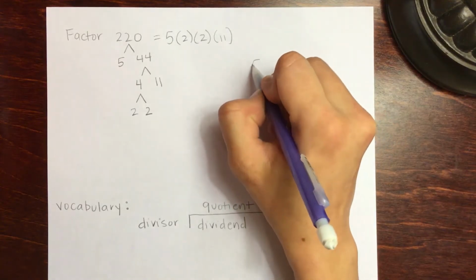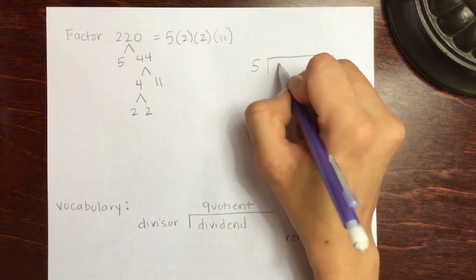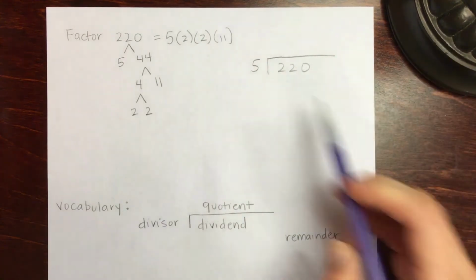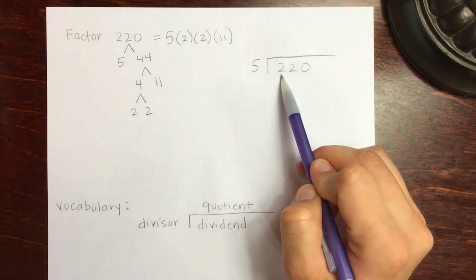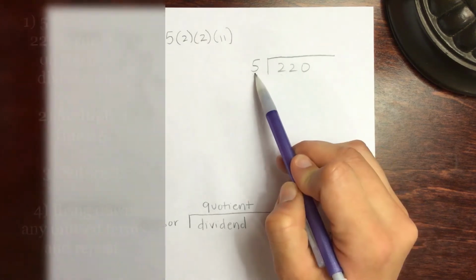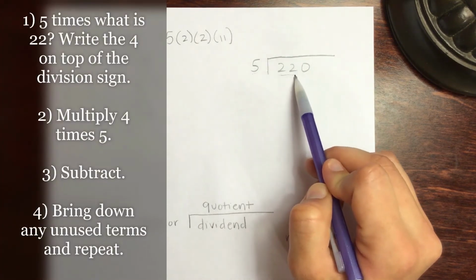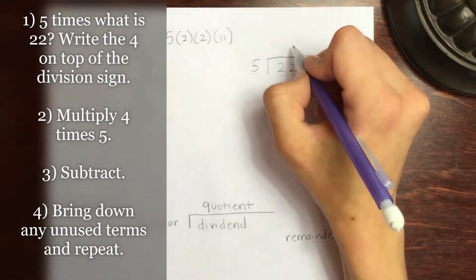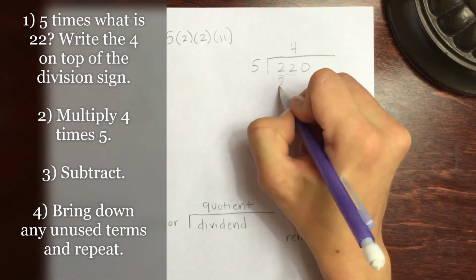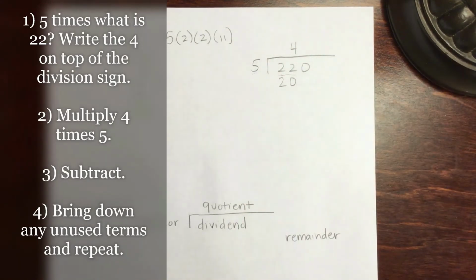So let me refresh your memory on long division. You say to yourself, 5 times what is 2? Well, that doesn't work. 5 times what is 22? Okay, well, 5 times 4 is 20. That's the closest we can get.